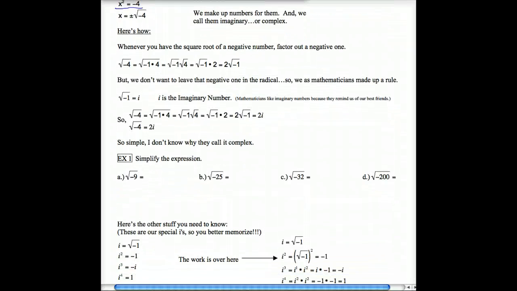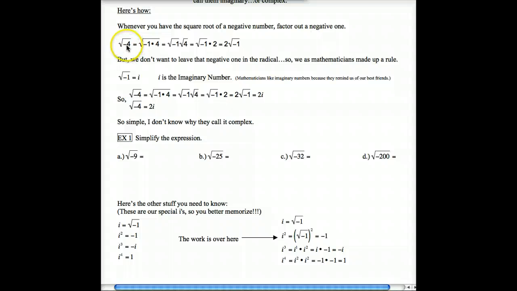Whenever you have the square root of a negative number, you're going to factor out a -1 as if it were a GCF. So here, when I've got the square root of -4, I factor out my -1. So I've got the square root of -1 times the square root of 4. Now that helps us because we know that the square root of 4 is 2. The square root of -1, however, we've still got that negative. We're not exactly sure what to do with it. We don't want to leave that there. It's just like you don't want to leave a radical in the denominator of a fraction. We don't want to leave a negative inside the radical.